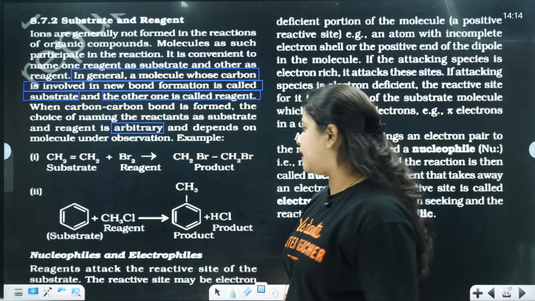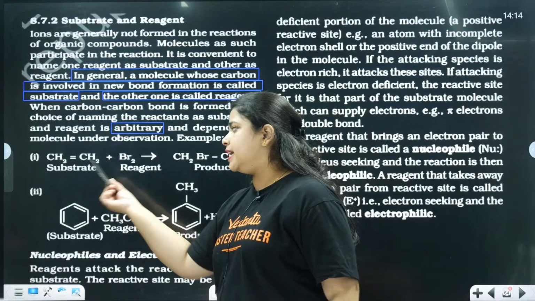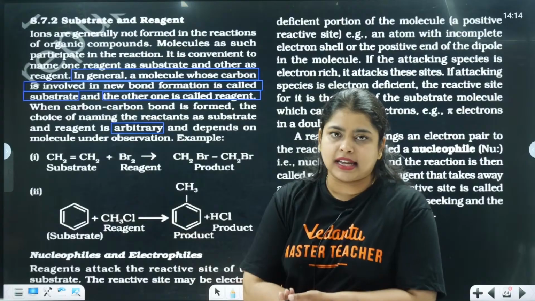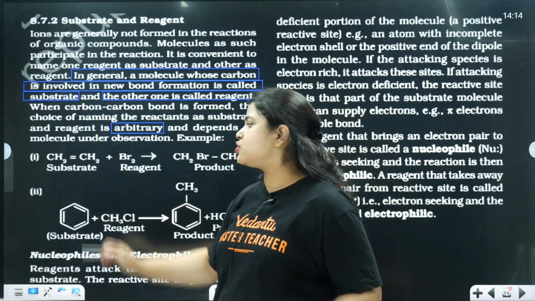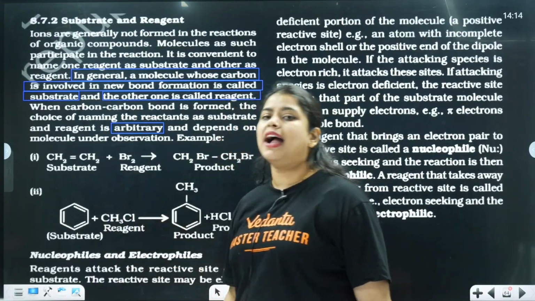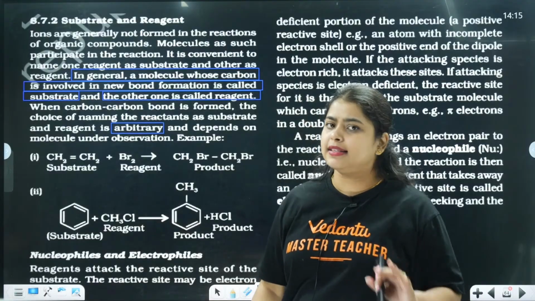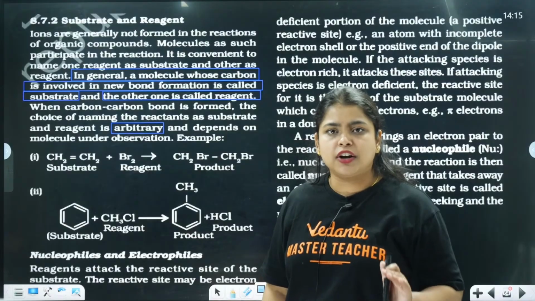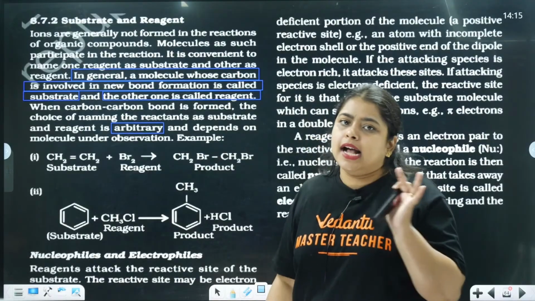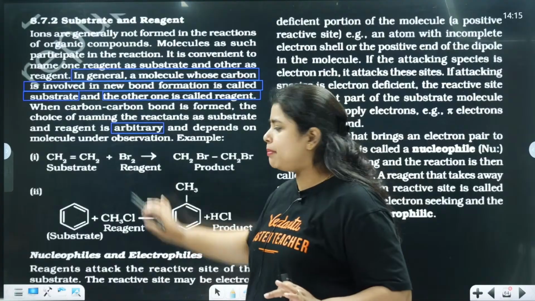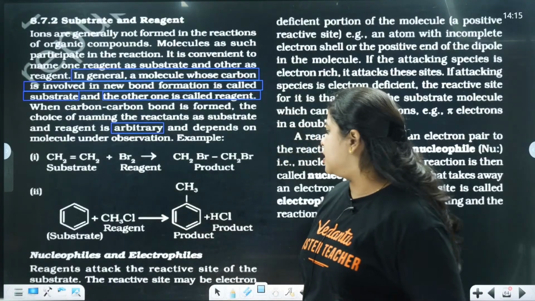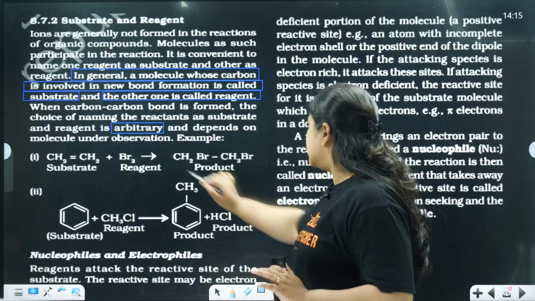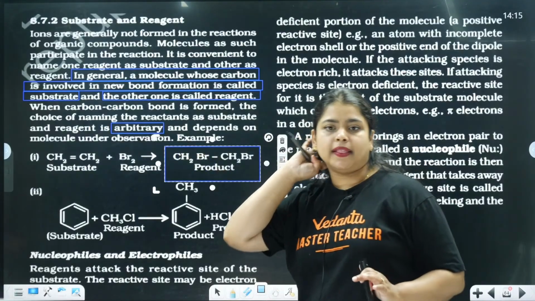Simple example: CH2 double bond CH2. Here carbon is involved in a double bond, which means a new bond is getting formed. So the CH2 double bond CH2 is going to act like a substrate. Now next, which is the reagent? We found the substrate, and whatever remains is mentioned as the reagent. Here Br2 is reacting, so that is the reagent, and this will be the product.